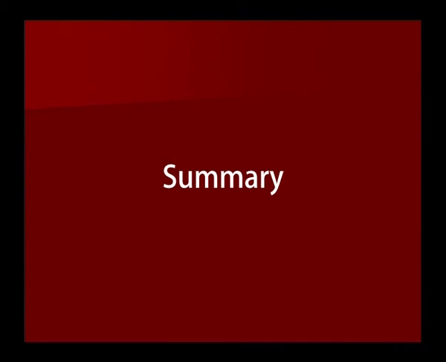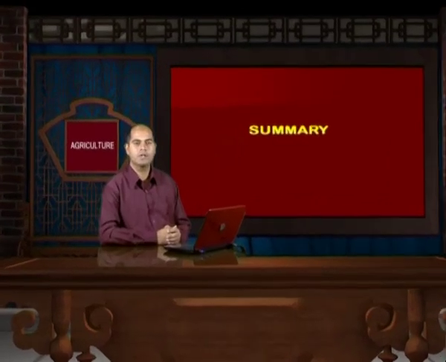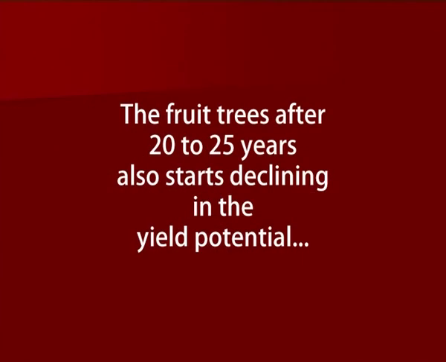Dear viewers, today we have discussed the rejuvenation of the orchards. It is a common observation that every living thing becomes less efficient in performing with the increase in age. Similarly, the fruit trees after 20 to 25 years also start declining in the yield potential.